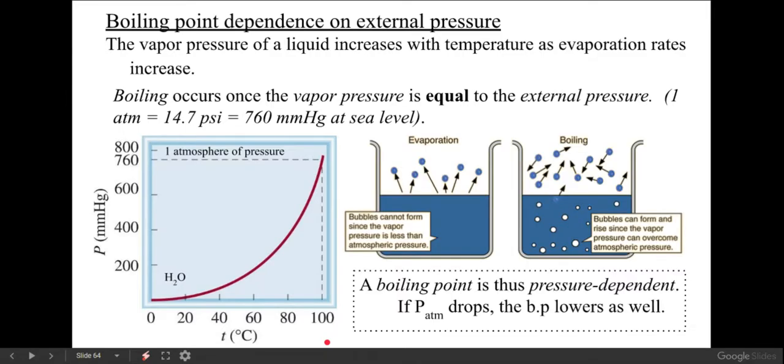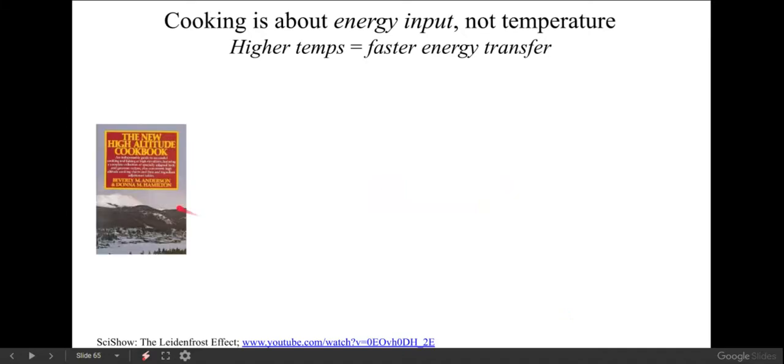Now, what's significant about that is if you change the external pressure, you change the boiling point. So if the pressure drops, the boiling point goes down as well. A couple places we can see that is cooking at high altitudes. At high altitudes, there's less air, and that means there's less pressure. So as the pressure goes down, it means water doesn't have to get to as high a temperature for its vapor pressure to equal that. And so if you cook something to boiling at high altitude, you'll find it takes longer because the water doesn't get to as high temperatures.